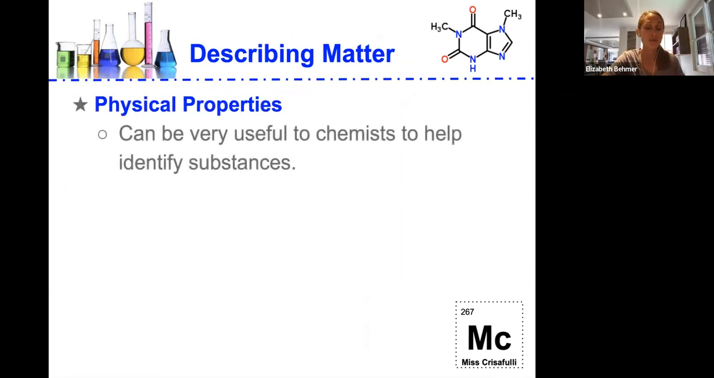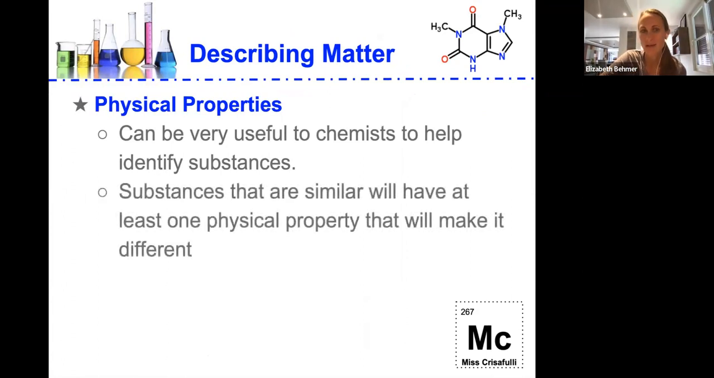More about the physical properties: these can be very useful to chemists and other scientists to help them identify what they're studying. Substances that are similar will have at least one physical property that makes them different.